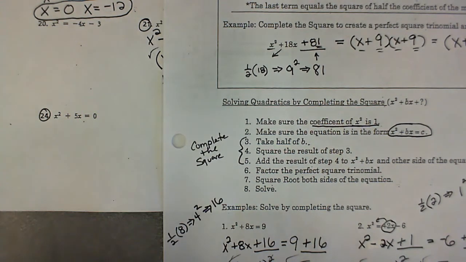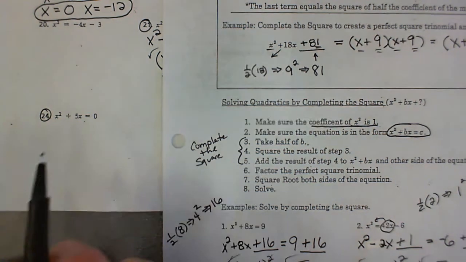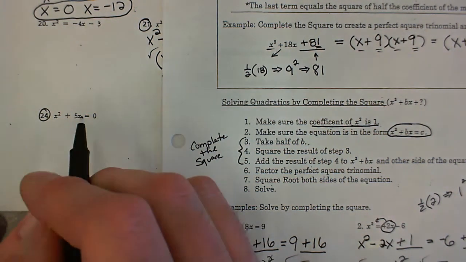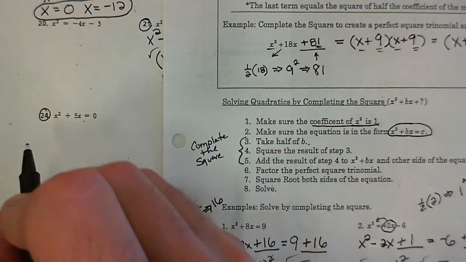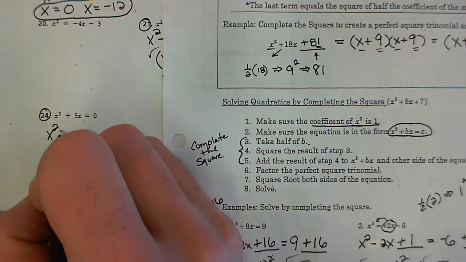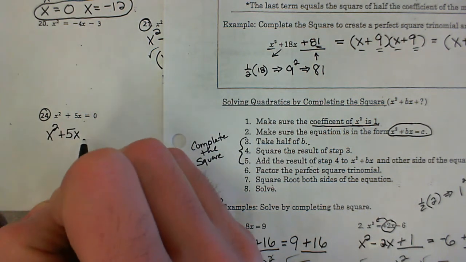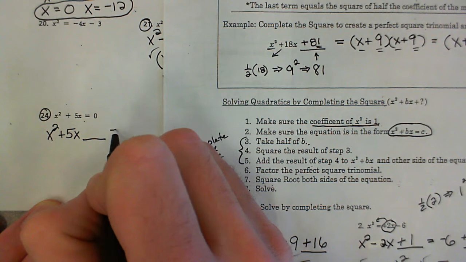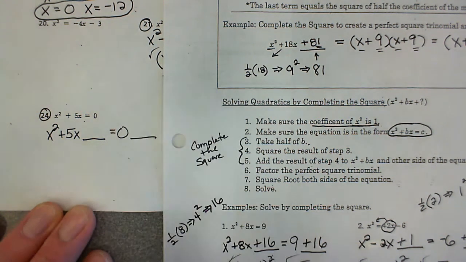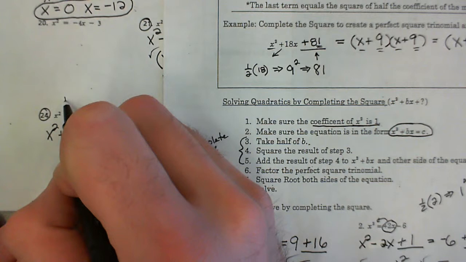We don't have a non-zero term. We just have a 0. So that's fine. We'll just leave that. So now we're ready to complete the square. So this is going to be x squared plus 5x. We're going to come up with that third term equals 0, and then we're going to compensate for that third term over there. So now what we're going to do is we're going to take half.